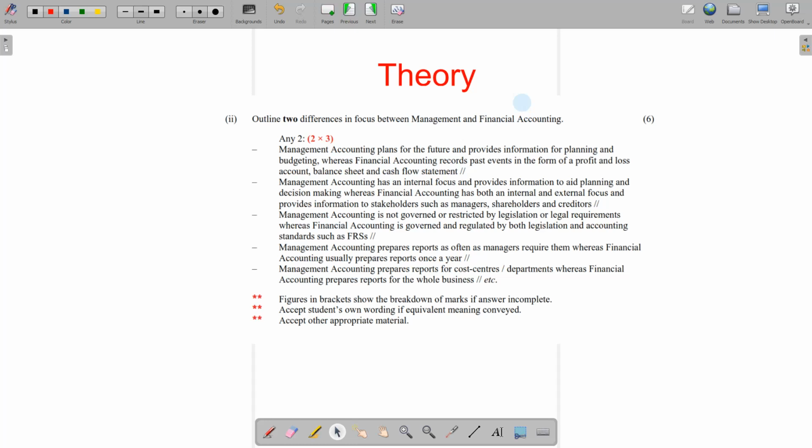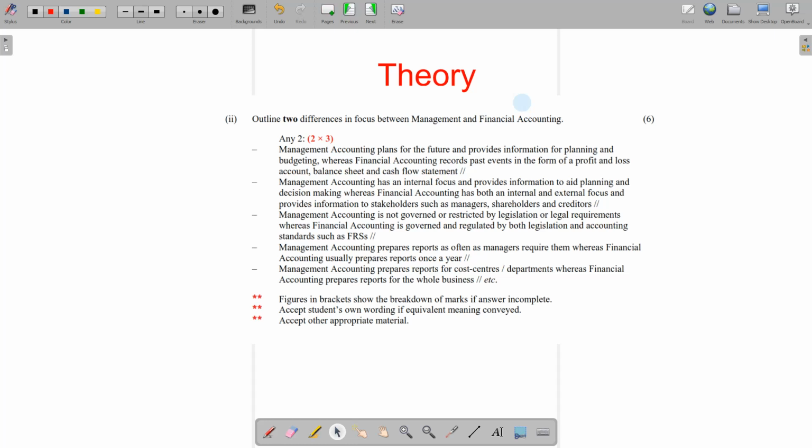Now, the one that I would have gone for is that management accounting is not governed or restricted by legislation or legal requirements, whereas financial accounting is governed and regulated by both legislation and accounting standards such as FRS. So what I would have gone for is management accounting is future looking, financial accounting is backwards looking, and management accounting is not governed or restricted by legislation, whereas financial accounting must be properly regulated because it will be used by external stakeholders.